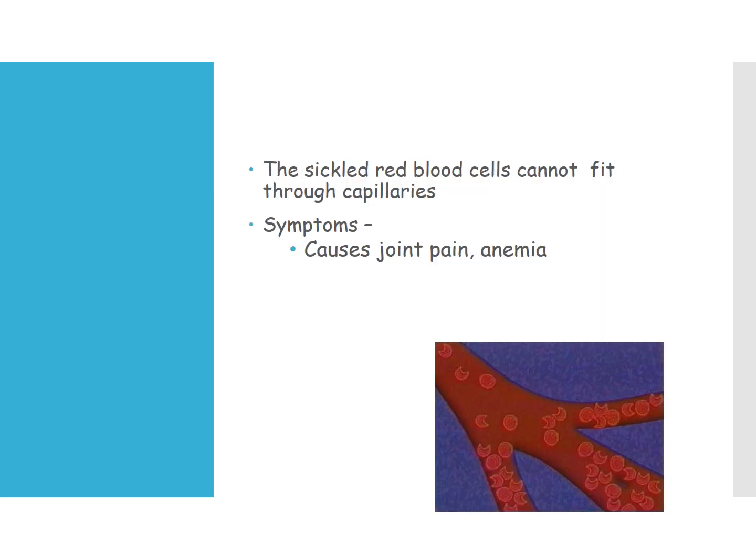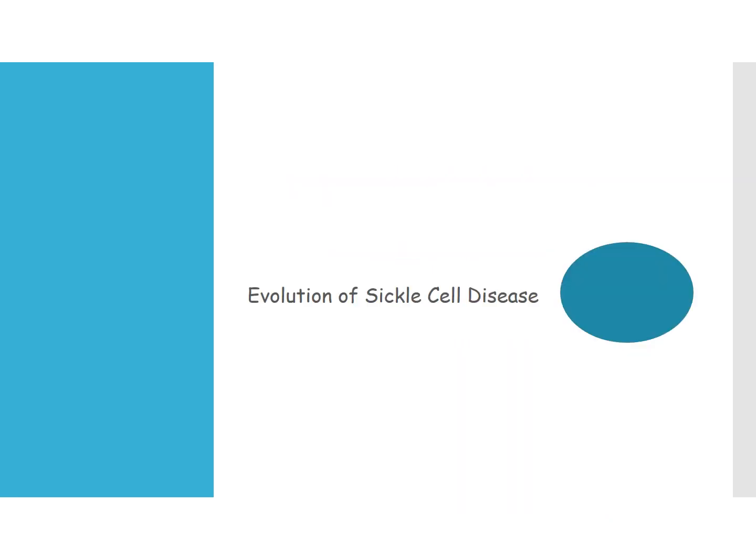Hemoglobin molecules that come out of solution, causing red blood cells to sickle, can't fit through capillaries. This causes a restriction of blood flow to organs. This can cause severe abdominal pain, can also cause joint pain. Red blood cells that sickle are also broken down, and this leads to anemia. Watch this video on the evolution of sickle cell disease.